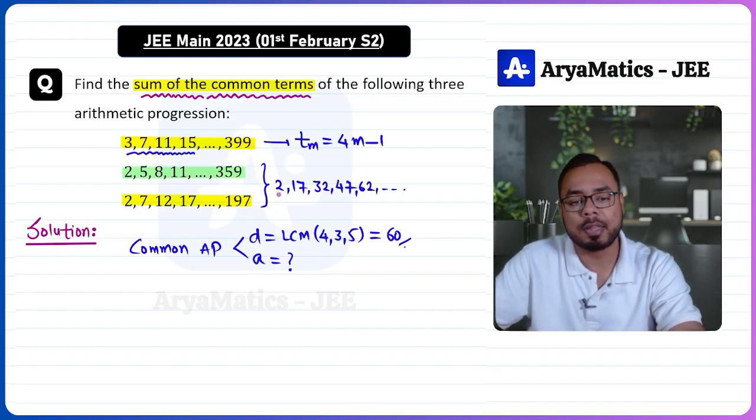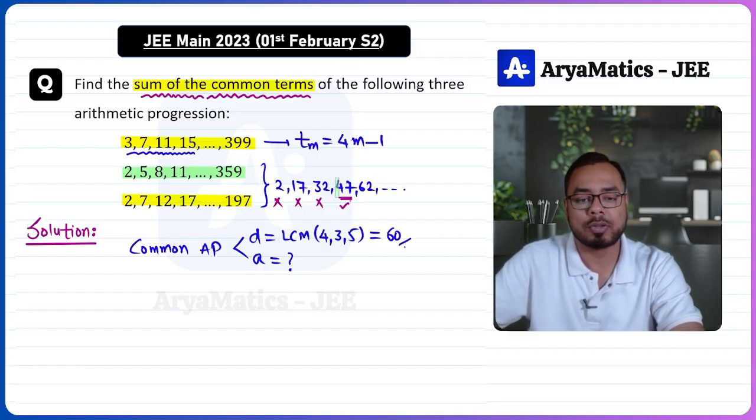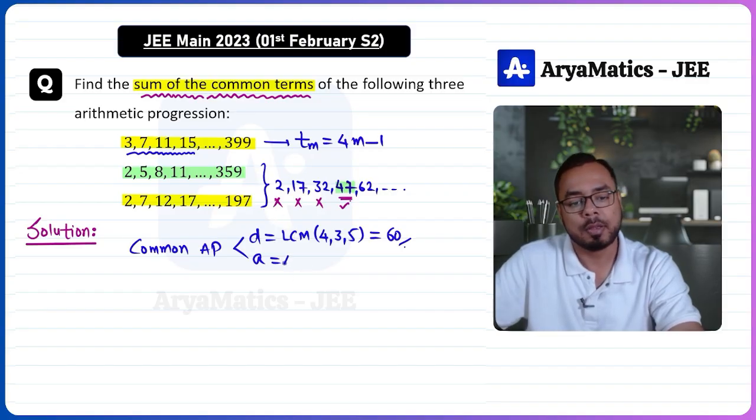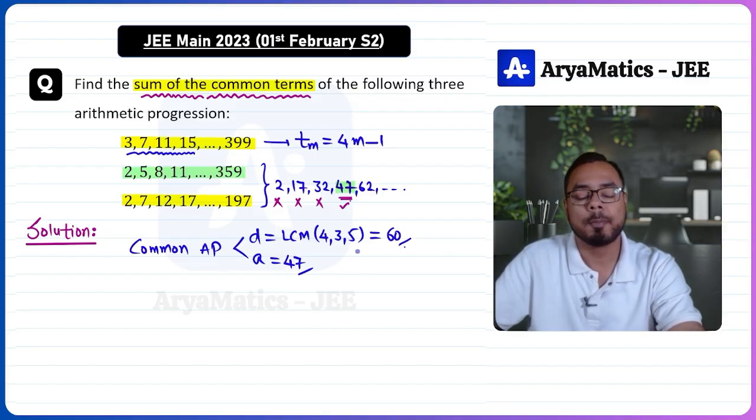Now try to identify which is the first term of the form multiple of 4 minus 1. 2 will not work. 17 is a multiple of 4 plus 1. 32 is a multiple of 4. 47 is 48 minus 1, and 48 is a multiple of 4. So this is the first term of the form multiple of 4 minus 1. That means the first term which is common in all three APs will be 47.